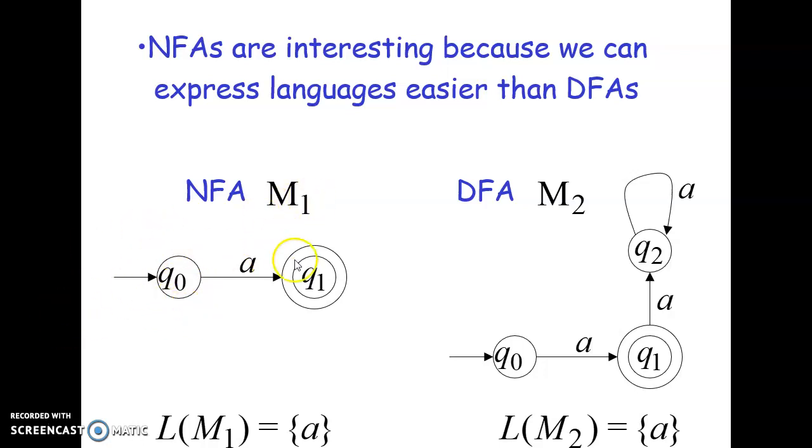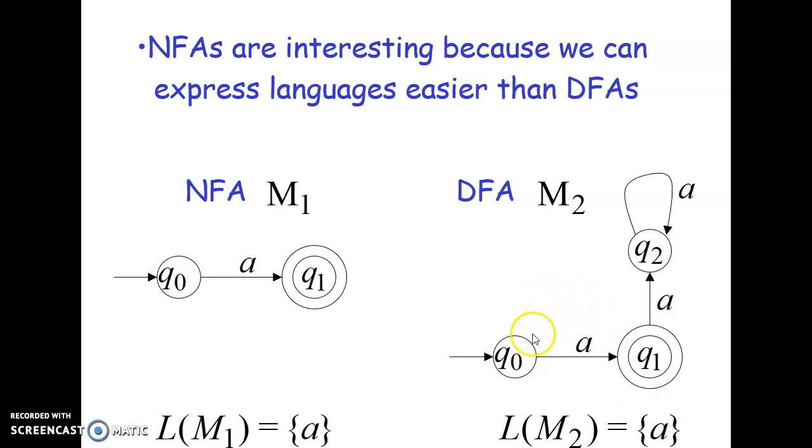For example, this is a machine for the NFA M1. Please see that the language is A. At the state Q0, you have a transition which takes it to the state Q1, and that's about it. In this case our sigma is only one letter, A. We don't have a B. This is the corresponding NFA for the language which has one string only, which is A. M2 is a DFA for that.